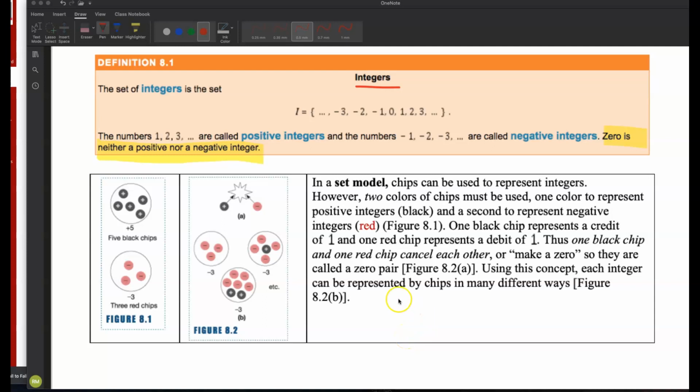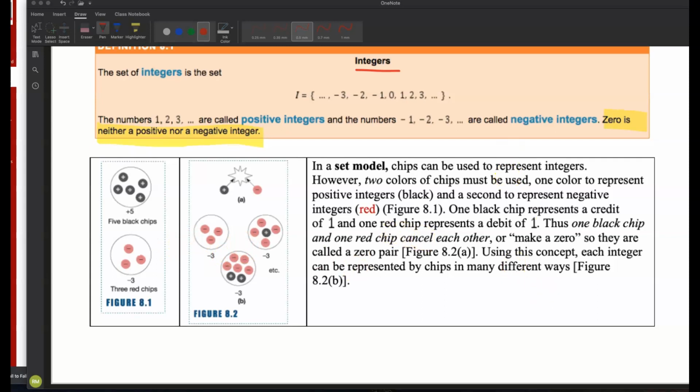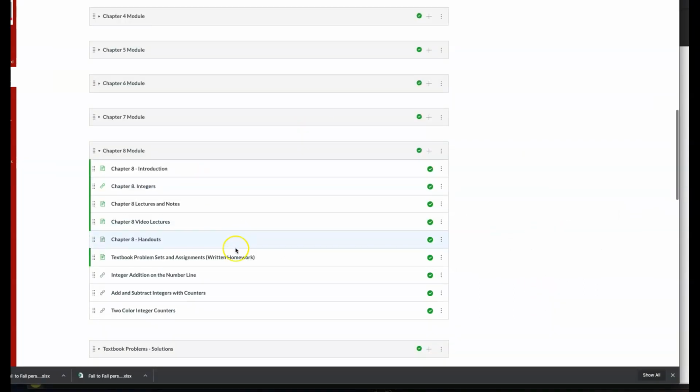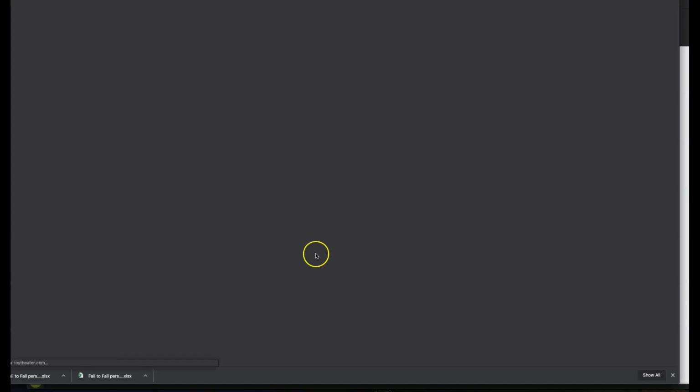So thinking about how we represent these integers, with children, when children are beginning to learn these ideas, we start to look at something called a set model, and we use counters, or two-color chips, to represent positive and negative. And there are websites like this one here. On our course, I have the two-color integer tile link that you could play with, that I'll at least show you so that we get an idea of what we're talking about here.